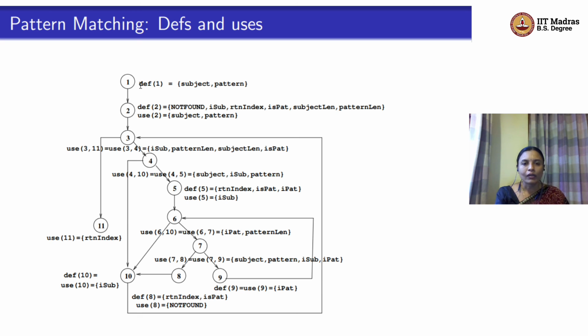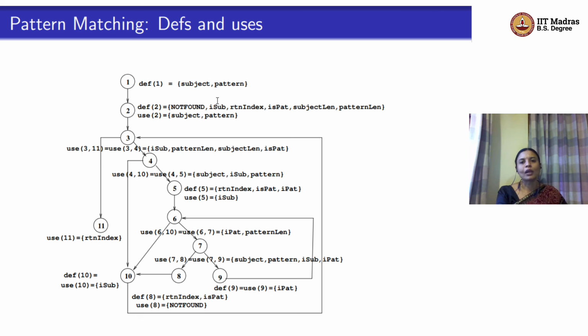Subject is defined at node 1. Let's look for uses for the variable subject. Subject is used right here in the second node itself, because we use it for computing subject length. It's marked as use of 2 is subject. So there is a small single edge du path from 1 to 2 for the variable subject.